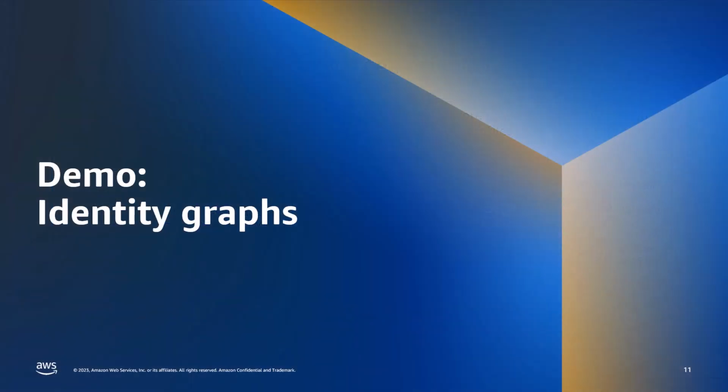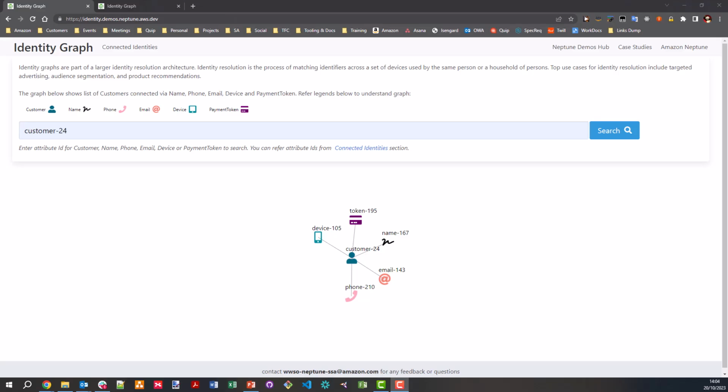So now what we're going to do is we're going to roll into a demo of using identity graphs. In this demo, you can see a customer and the information we know about them. For example, for this customer, customer 24, we know their phone number, we know their email address, the fact that they use a payment card, and their username and device that they use. What we want to know is, are there any customers that share similar attributes which may be the same customer we're looking at?